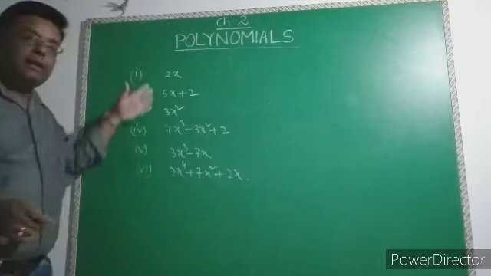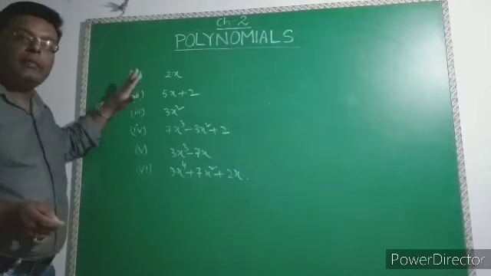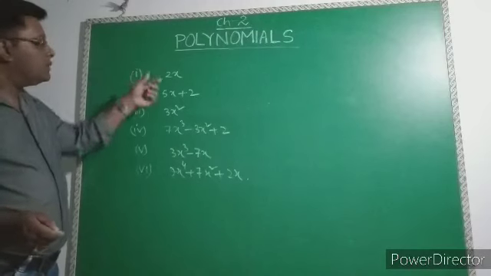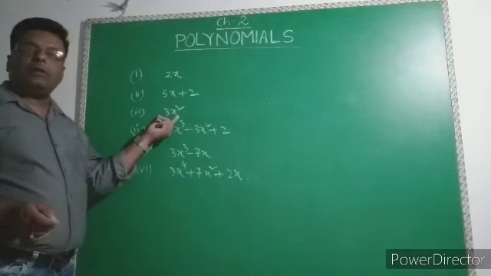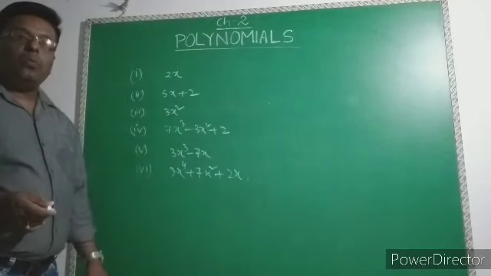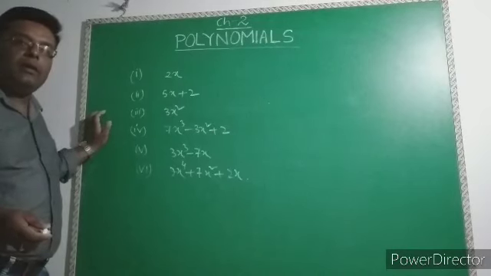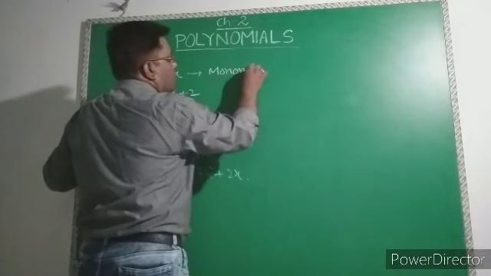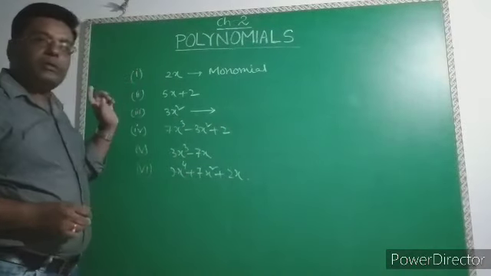Next, we consider some algebraic expressions. In each expression, the number of terms is different. In some algebraic expressions there is only one term. Suppose number 1 is twice x, only one term. Number 3 is thrice x square, only one term. A polynomial which has only one term is called a monomial. So number 3 is also a monomial.